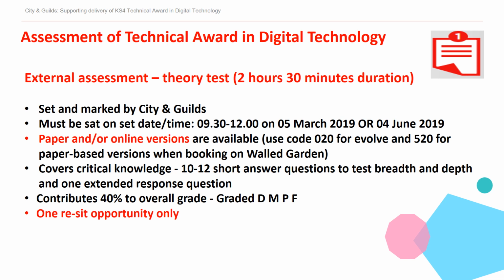The theory tests are usually 2 hours and 30 minutes in duration. As mentioned, they're set and marked by City and Guilds, and they must be set on set dates and times. This year, that's 9:30 till 12 o'clock on the 5th of March or on the 4th of June. They can be provided as paper or online versions. The appropriate code to use when you are booking these is 020 for the Evolve online test or 520 if you want the paper-based versions.